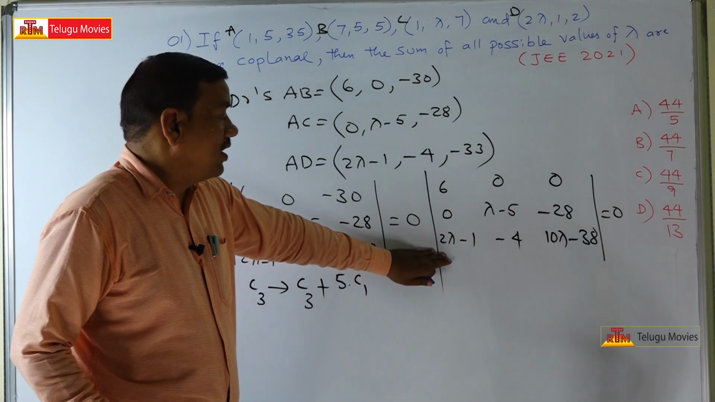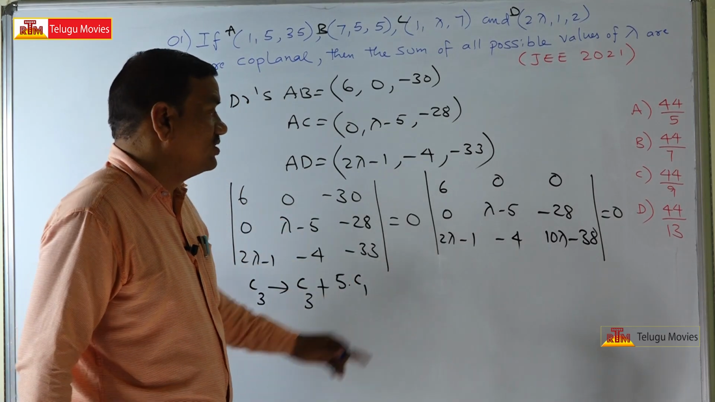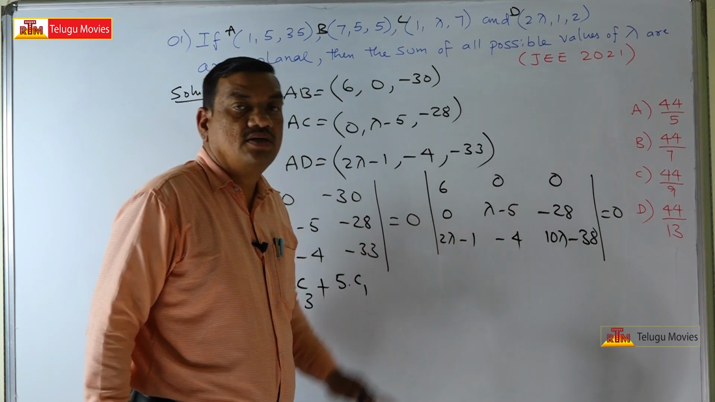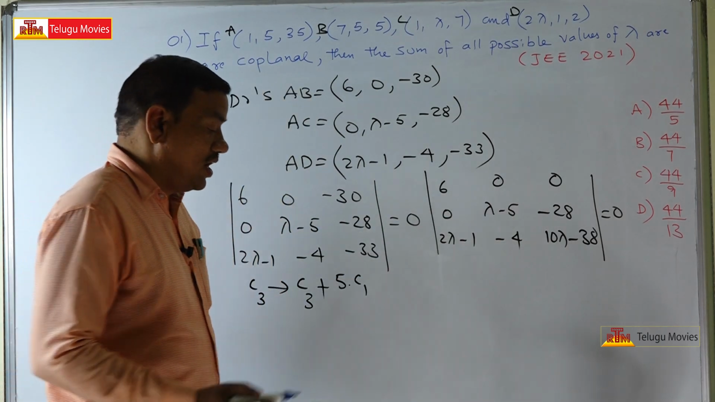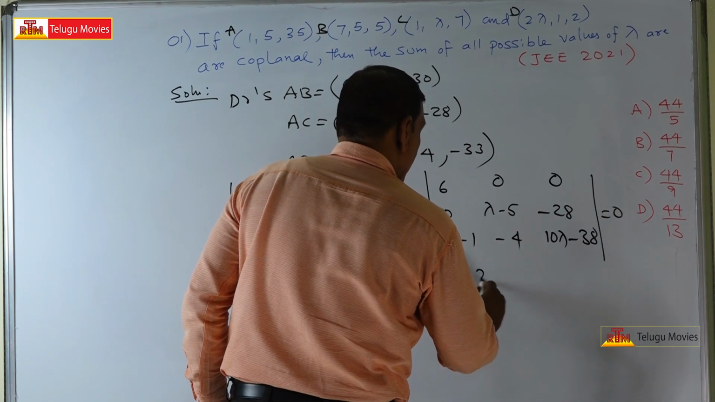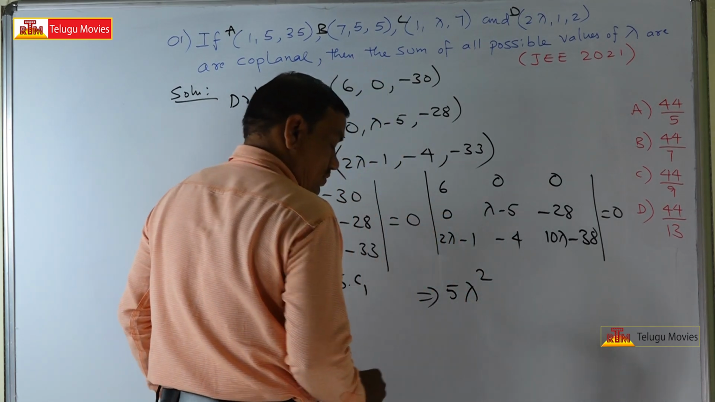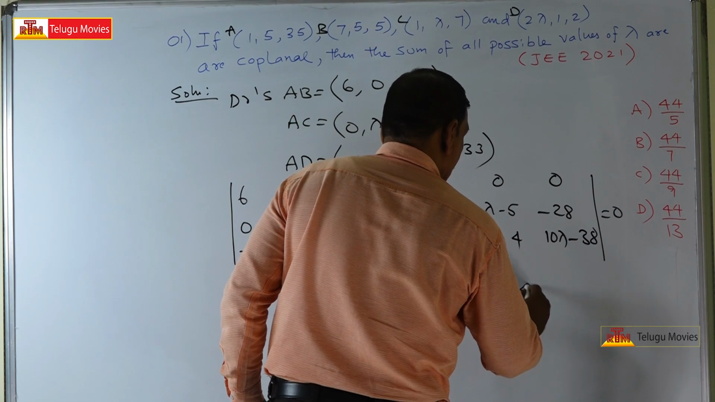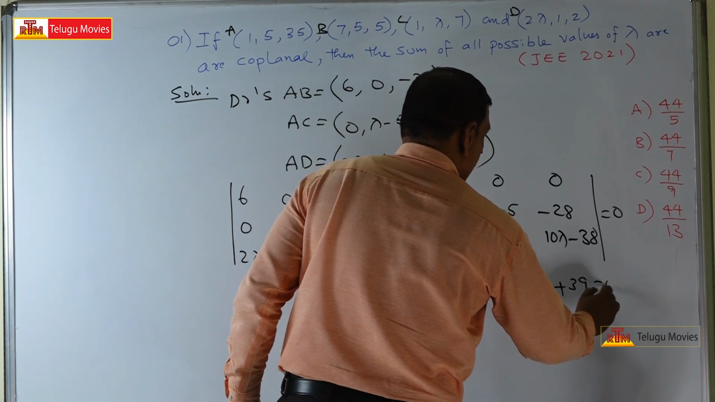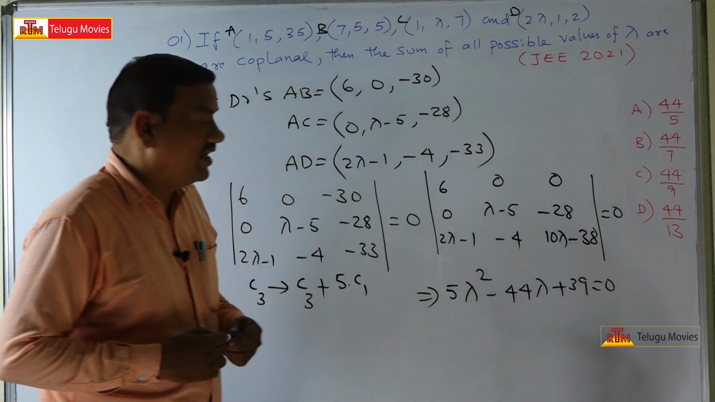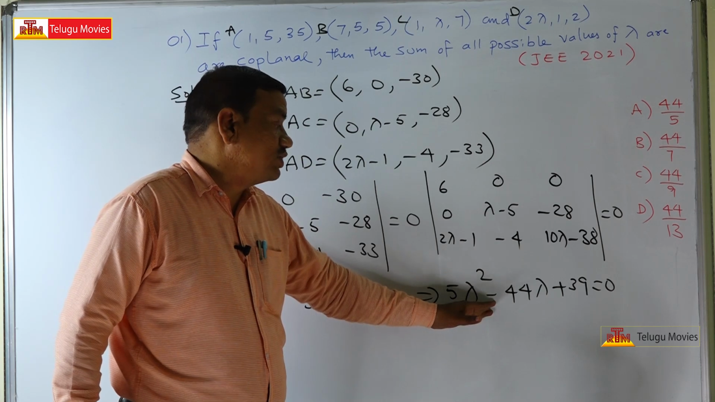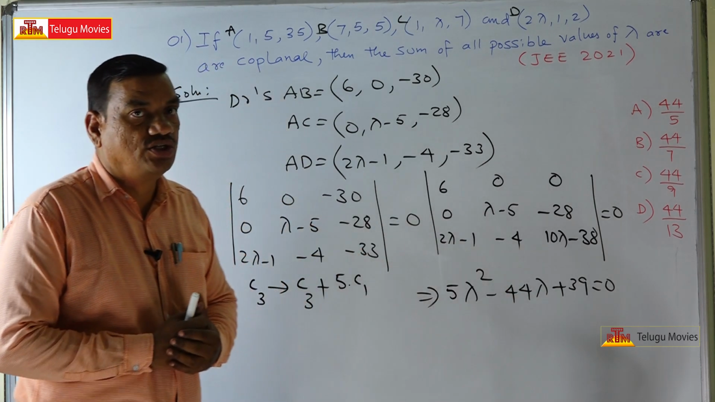So, you know how to find the determinant of this. 6 into multiply these two values and subtract, and you will get an equation. After multiplying and simplification you will get 5 lambda square minus 44 lambda plus 39 is equal to 0. This is a quadratic equation.